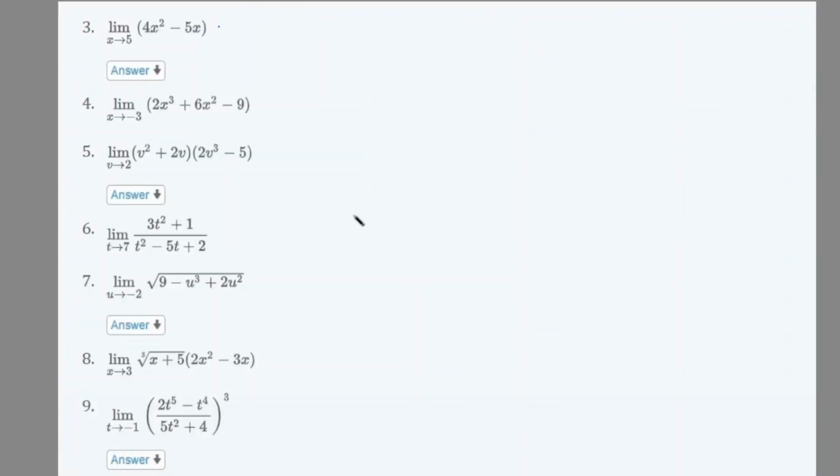Alright, so let's move on to these few questions. In these questions, we're given an equation to plug the limit into in order to give us the constant answer. So for number 3, limit as x goes to 5 of 4x squared minus 5x. All we really need to do is just plug in 5 for x. And that would just give us 100 minus 25, which is 75.